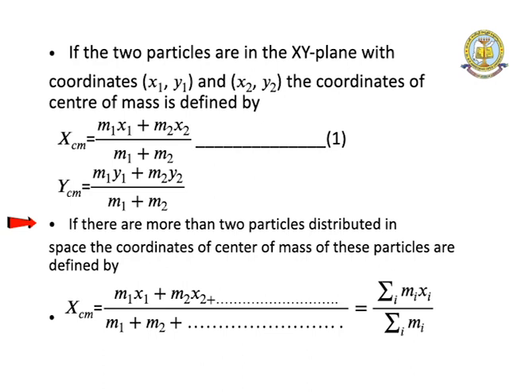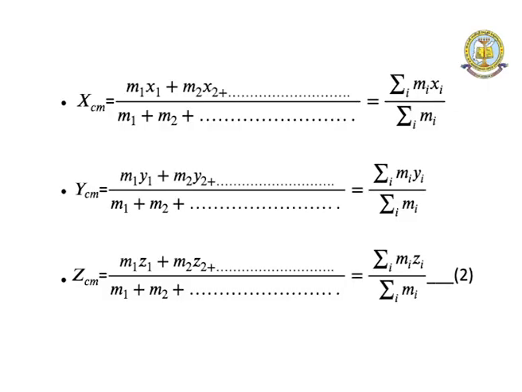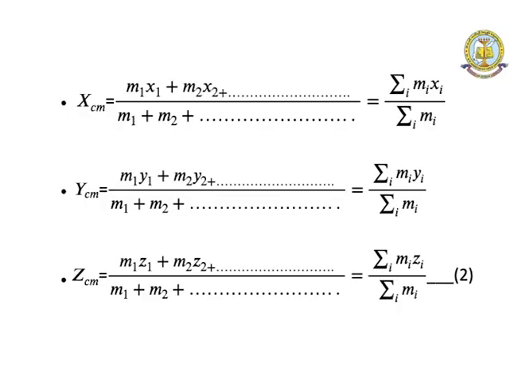If there are more than two particles distributed in space, the coordinates of the center of mass of these particles are defined as xcm is equal to m1 x1 plus m2 x2 plus m3 x3 up to n particles, by m1 plus m2 plus m3 and so on up to n particles, where n is the number of particles. You can write this as the summation of i equal to 1 to n of mi xi by the summation of mi.